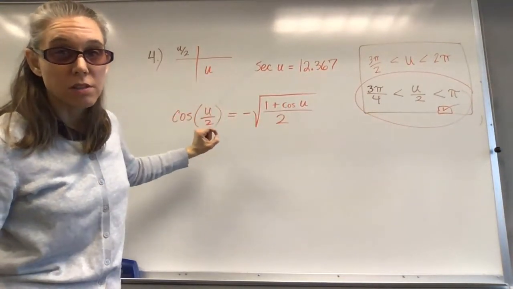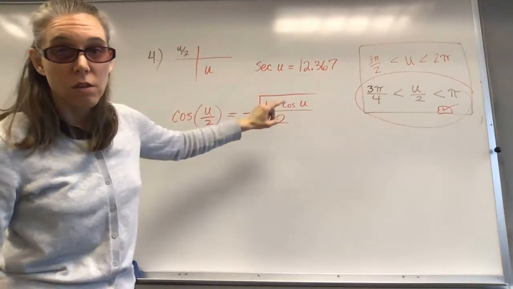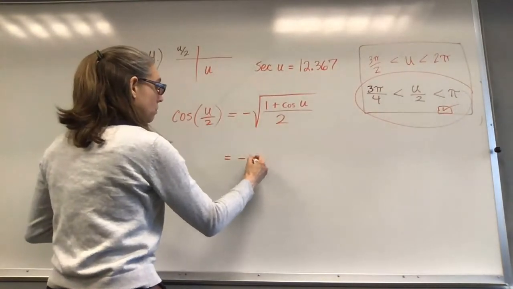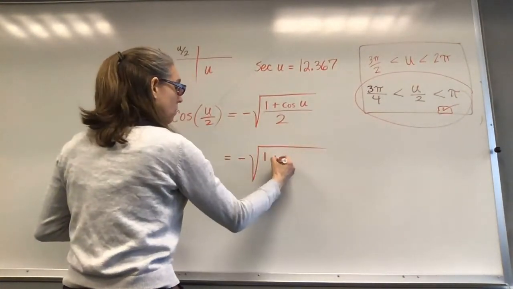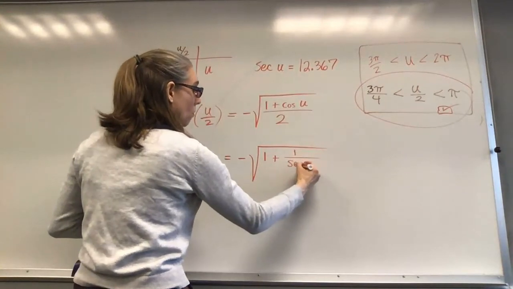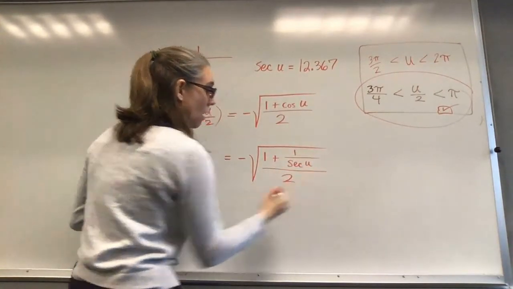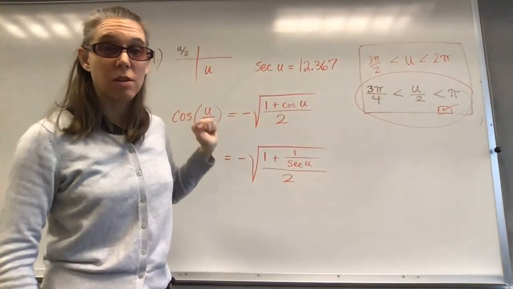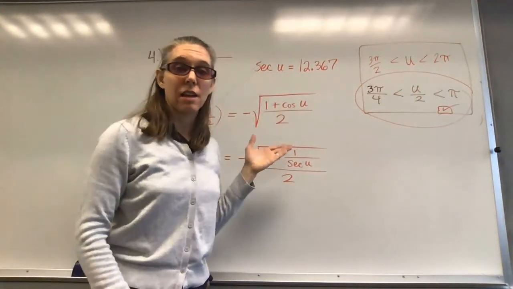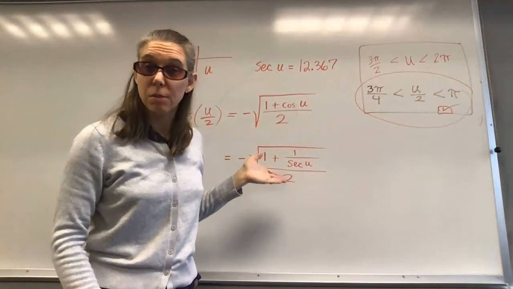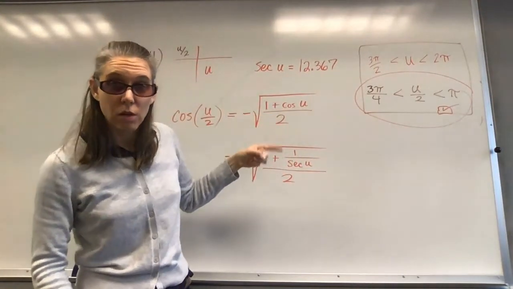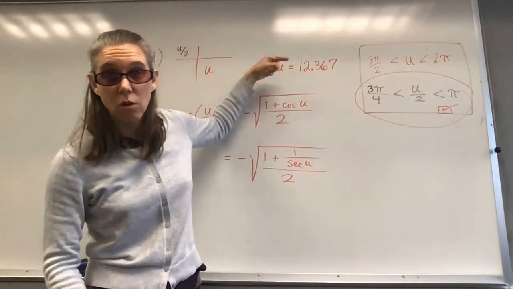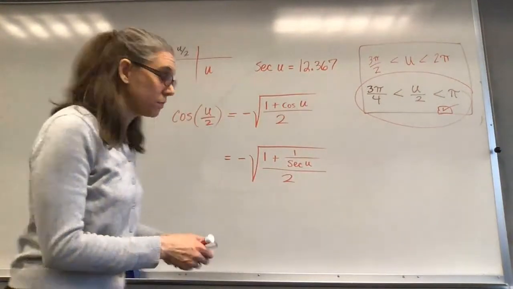So now what I want to do is substitute 1 over secant u for cosine u. My motivation for doing this is that I know what secant u is, but I don't know what cosine u is. The good thing is that cosine u and secant u are reciprocals, so I can just rewrite cosine u as 1 over secant u, and then from here I'm going to do another substitution, replacing secant u with the value that secant u is equal to.